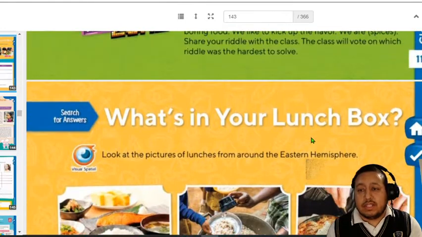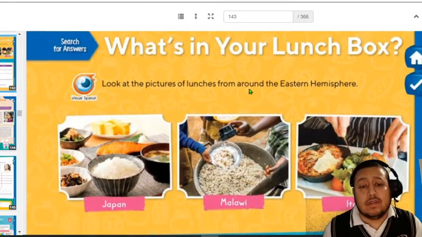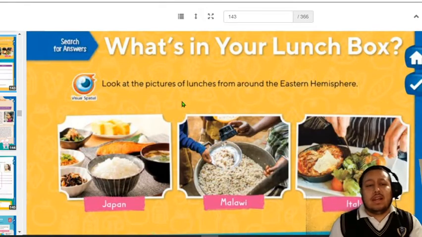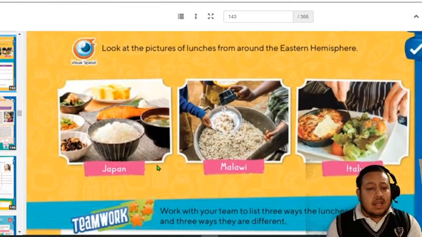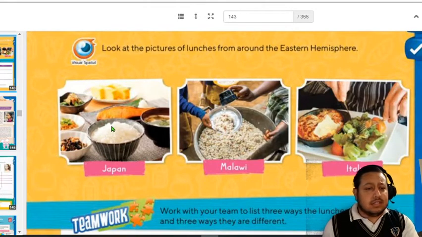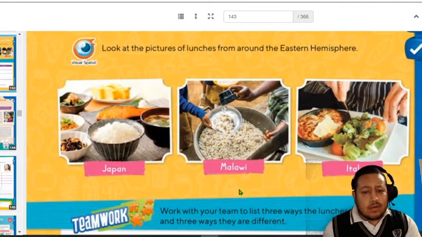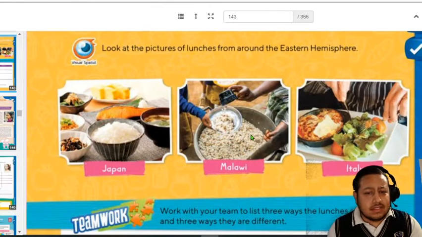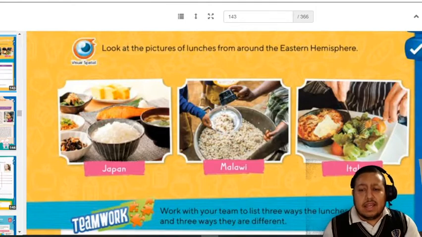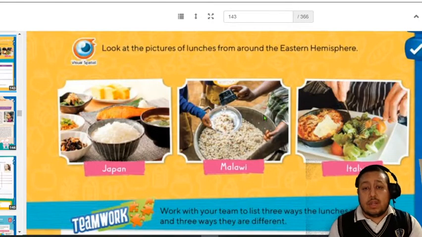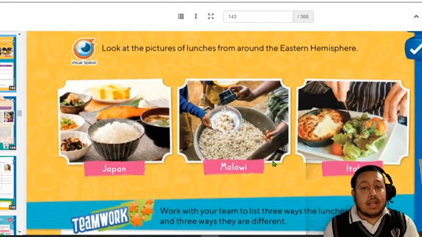Remember 120. And it says here, look at the pictures of lunches from around the Eastern Hemisphere. So let's look at this, right? Look at the pictures of lunches. So look, in Japan, this is the lunch for the kid in Japan. Look, it looks tasty, right? So it's rice. What about Malawi? Look at this. What is this? It's kind of a rice, beans, right? Something like that. And Italy, look, in Italy, they eat like lasagna and they have the lettuce, tomatoes, right? So look at these three lunches, right? In Japan, Malawi, and Italy.